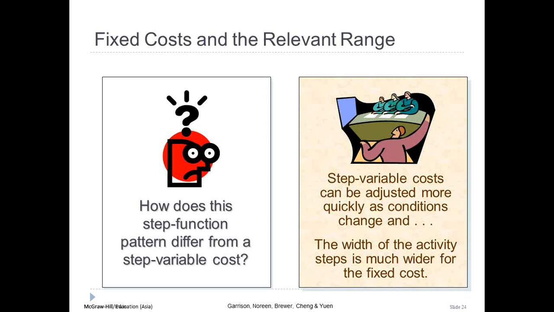But the second difference is that the width of the steps of a step function is wider than the width of the steps for the step variable cost. So let's see, what's an example? The step variable cost for maintenance workers may have steps with the width of about 40 hours a week. So the average worker works 40 hours a week. So for step variable, for every 40 hours, there would be a step. Fixed costs would be steps that have a width of, say, thousands of hours or tens of thousands of hours of activity.